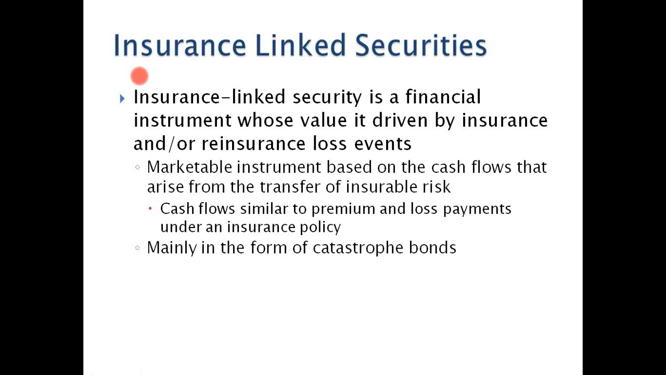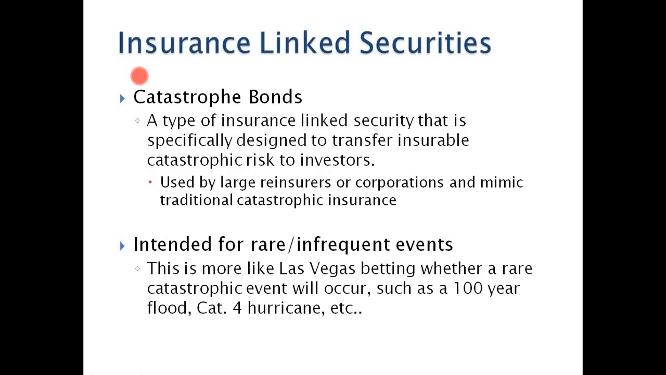So I think the key thing to keep in mind when you think about all these things in this chapter is that there's much higher risk involved from the capital markets aspect because it's not your traditional insurance. It's alternative risk financing. And as it mentions, mainly catastrophe bonds. So we'll really focus on the catastrophe bonds. A catastrophe bond is a type of insurance-linked security that is specifically designed to transfer insurable catastrophic risk to investors. And it's going to be used by large reinsurers or corporations.